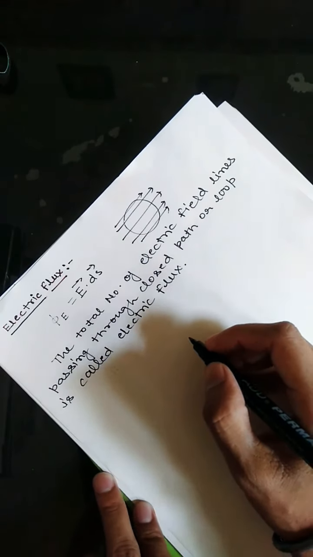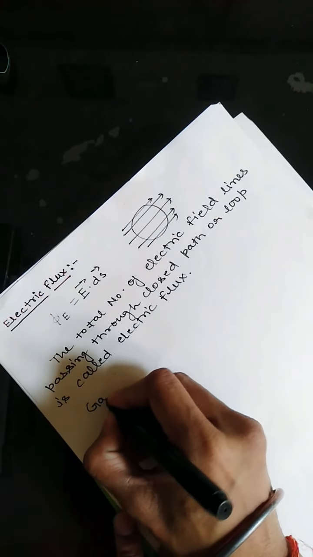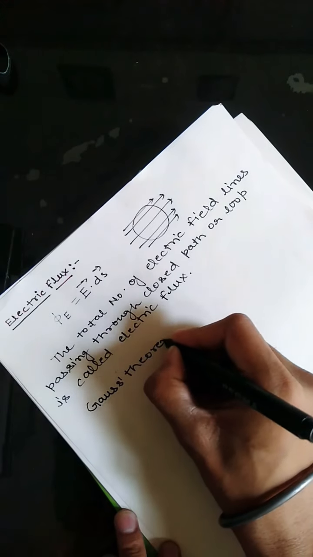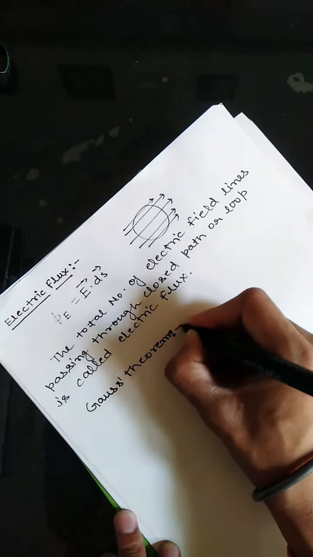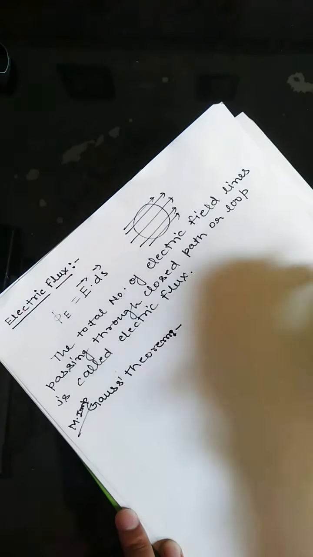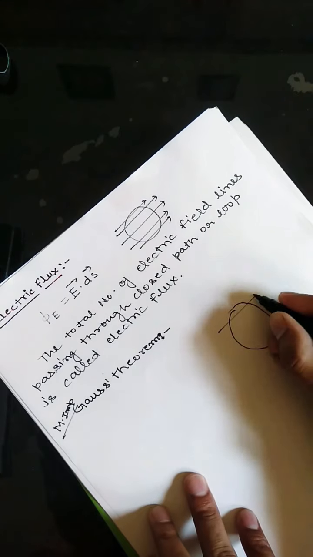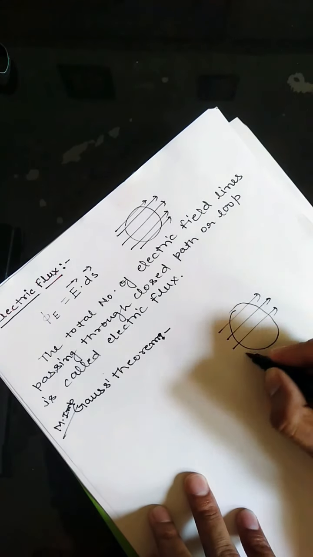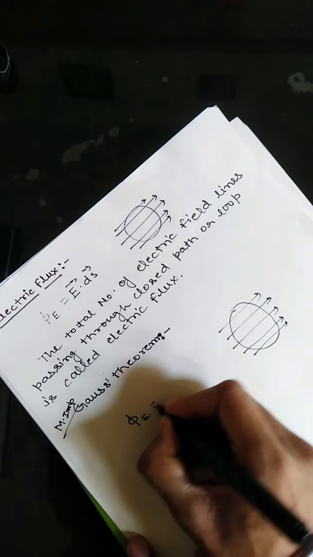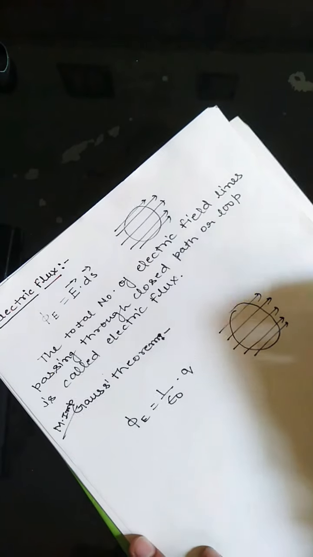Now, related to it, the next topic comes, that is the most important topic, Gauss theorem. I repeat it again: it is the most important topic of your chapter, Gauss theorem. What does this theorem say? The total number of electric field lines passing through a closed path or loop is 1 upon epsilon naught times the total charge enclosed by that loop.